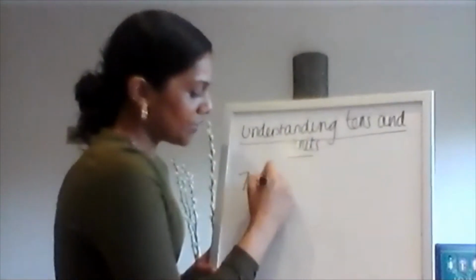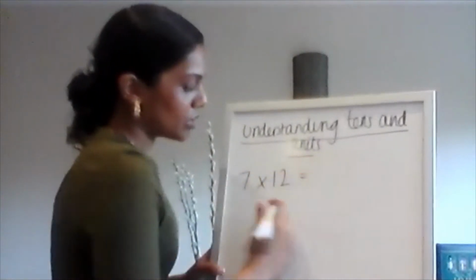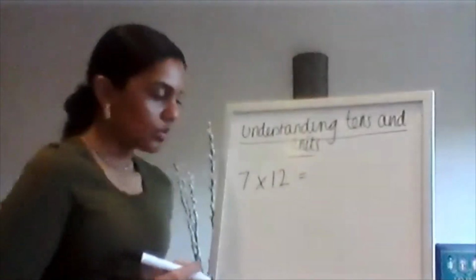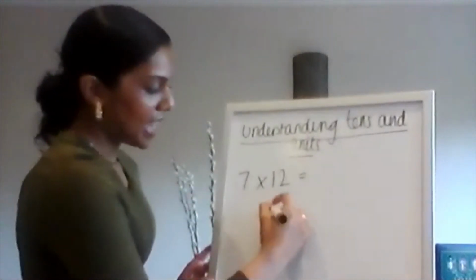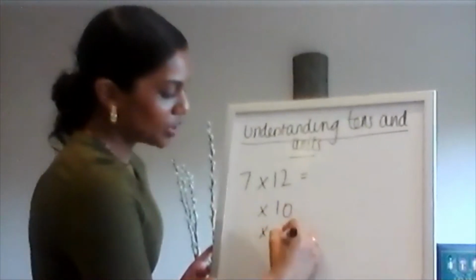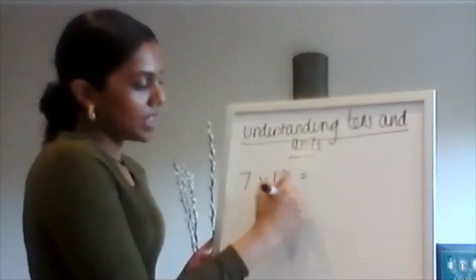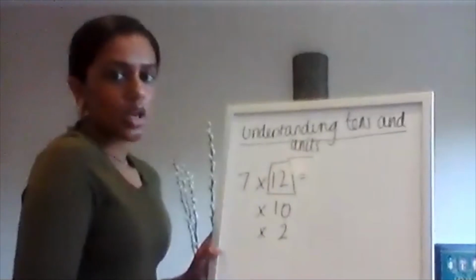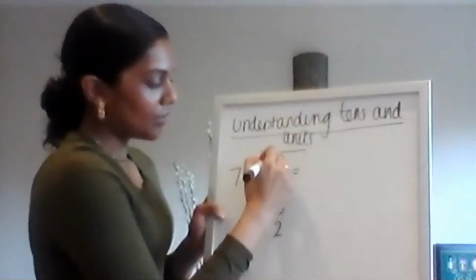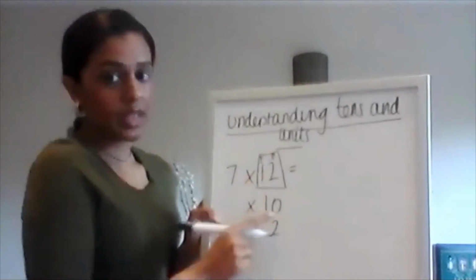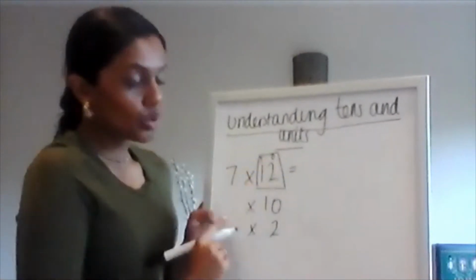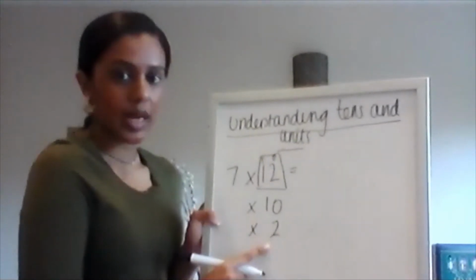If we were doing 7 times 12 equals, and we're not sure what it equals, the first thing to do to understand why we times it by 10 and then we times it by 2 is to understand this number itself here, 12. So with the number 12, you have your tens and your ones. So you have 1 ten, which is why we times it by 10, and we have two ones, which is why we times it by 2.